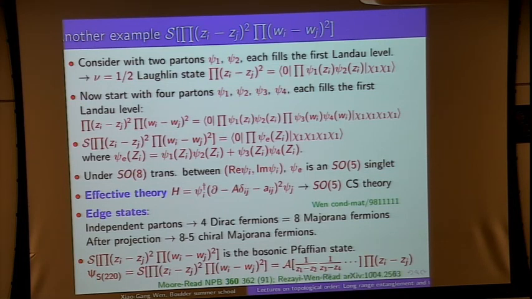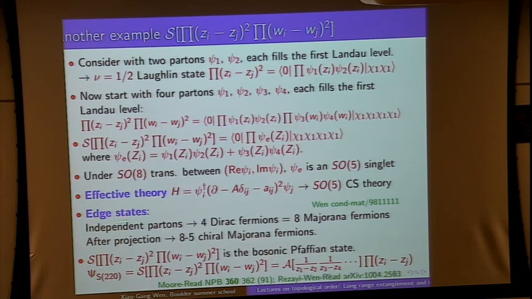Okay. And then you do the same thing. You integrate out the partons, where each parton fills one Landau level, because in this wave function each parton field fills one Landau level. You integrate out these partons again, and you get the SO(5) Chern-Simons theory. So therefore this wave function is described by the SO(5) Chern-Simons theory. Yeah. So basically all those kind of things. This is what you did in the last century.